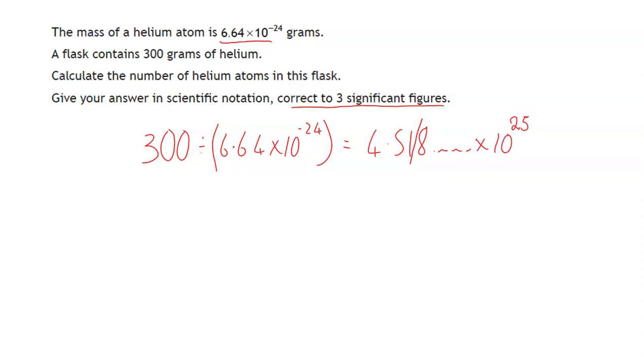Now our normal rules of rounding apply. So if it's 5 or above, it goes up. The previous number goes up by 1. If it's 4 to 0, the previous number stays. So an 8 after the cut. That one is going to go up to 2, and I'm going to end up with 4.52. I'm then going to have times 10 to the power of 25, and that is how many helium atoms are in the flask. So just a couple of steps.